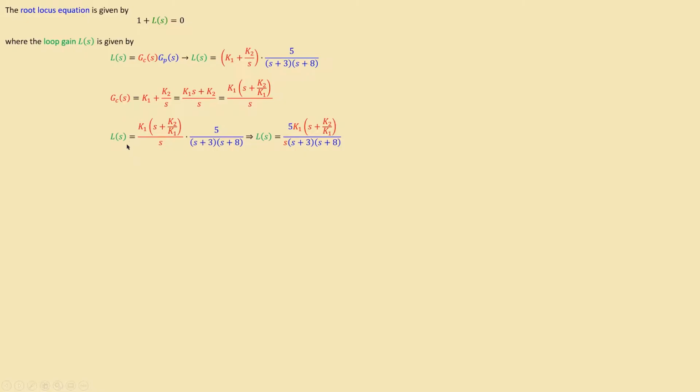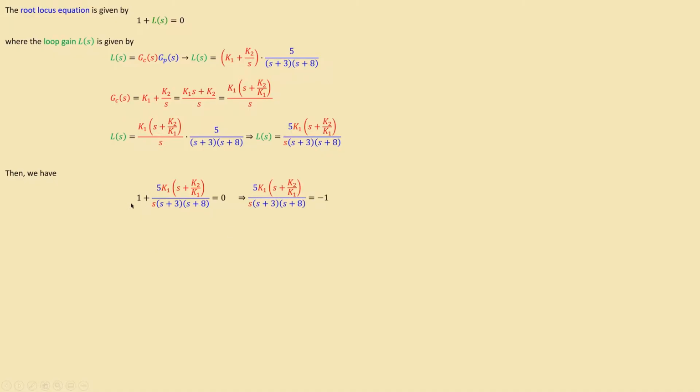So the expression for the loop transfer function will then be as shown here. I just simplify this by taking the 5 in the numerator and also the s in the denominator, and I will have this expression. This expression is much easier to use than the expression on the top. Okay, then we have the following situation. If I now substitute this into the root locus equation, I will have this expression. I need to determine k1 and k2. That will be done shortly using different criteria.